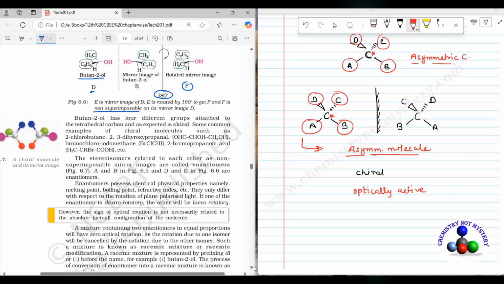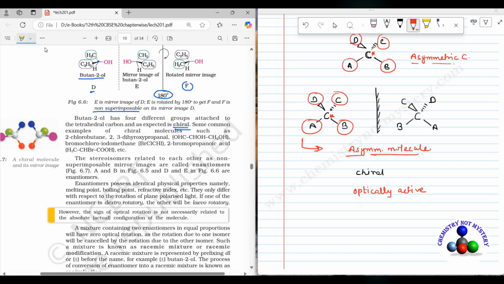And here also you can simply see this carbon is bonded to OH, H, CH3 and C2H5. All the four groups are different. So the carbon is a chiral carbon and the molecule will be a chiral molecule. Common examples of chiral molecules are 2-chlorobutane, 2,3-dihydroxypropanal, bromochloroiodomethane and 2-bromopropionic acid, etc.